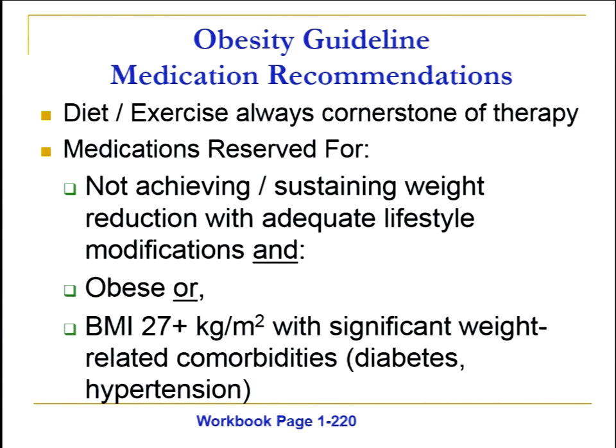All right, the recommendations for obesity are diet and exercise, diet and exercise, and diet and exercise. There's a lot of genetics involved in obesity, no doubt about that. A lot of it has to do with lifestyle, however: sedentary lifestyle, too much food, too much bad food, the wrong types of food. But the cornerstone of therapy is always going to be diet and exercise. Medications are usually reserved for those who are not achieving or sustaining weight reduction with adequate lifestyle modification, and they're either obese or they have a BMI of at least 27 with another risk factor for cardiovascular disease, such as diabetes or hypertension. Those are strictly out of the guidelines and consistent between the endocrine societies and the ACC guidelines as well.